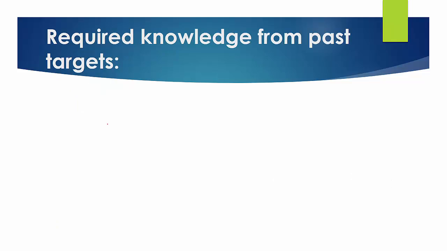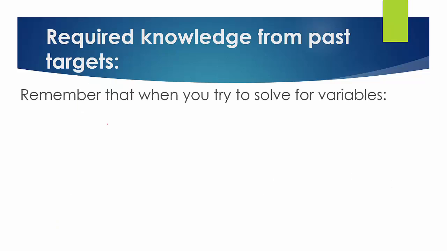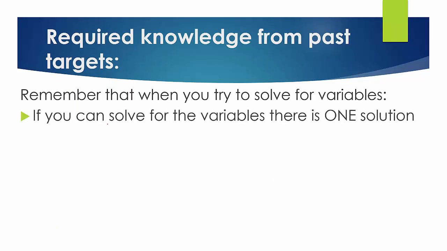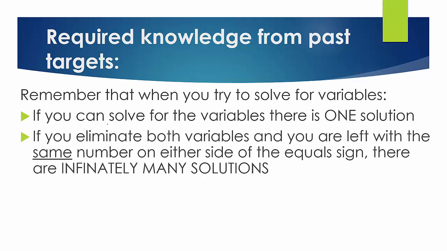So, things you're going to want to remember from last targets. When you're trying to solve for variables, if you can solve for both the variables, there is only one solution. Okay, so if you can find an x and a y, there's only one solution. Now, if you go to eliminate a variable and you end up eliminating both, and what you're left with is the same number on either side of the equal sign, could be 0 equals 0, could be 3 equals 3, whatever it is, there are infinitely many solutions.